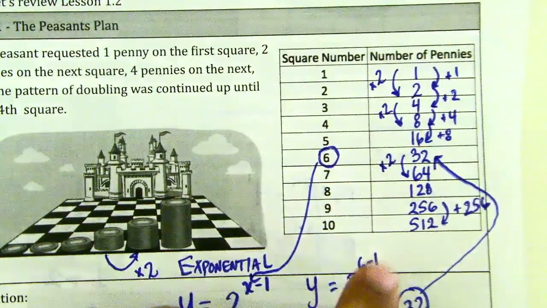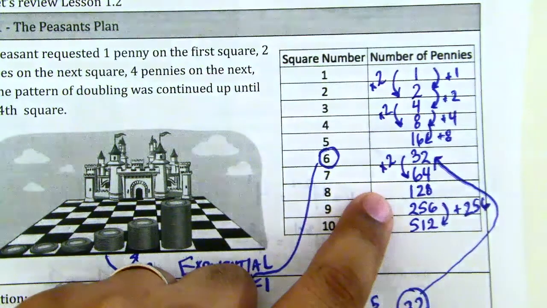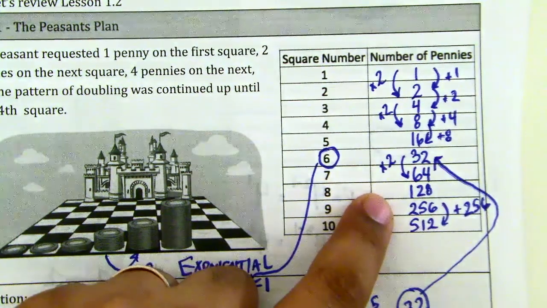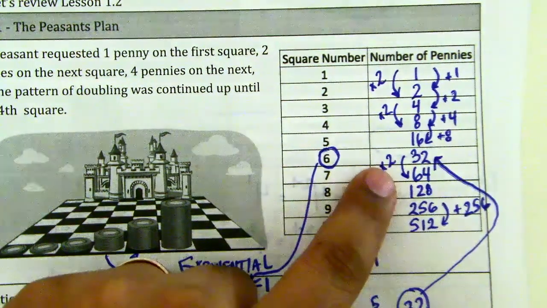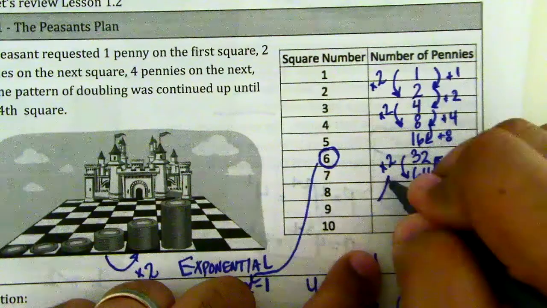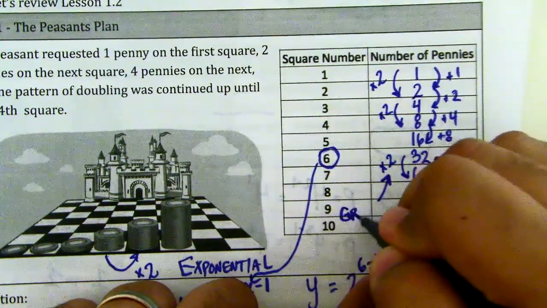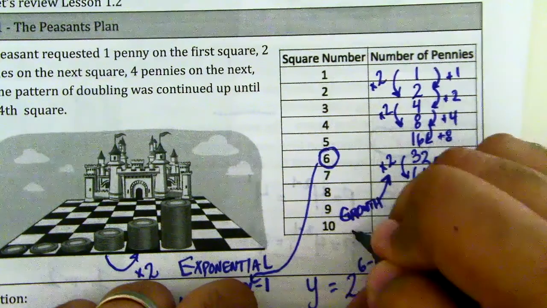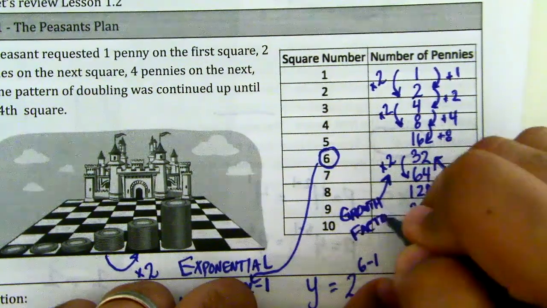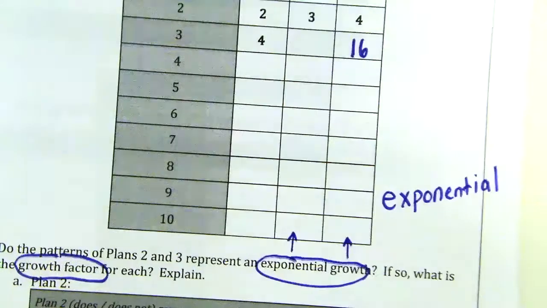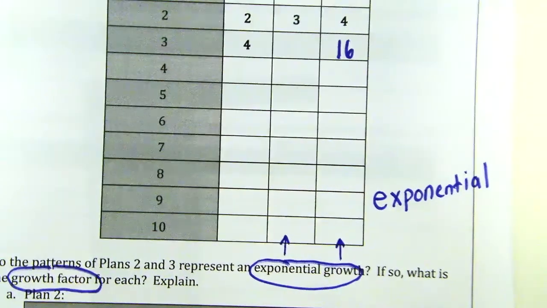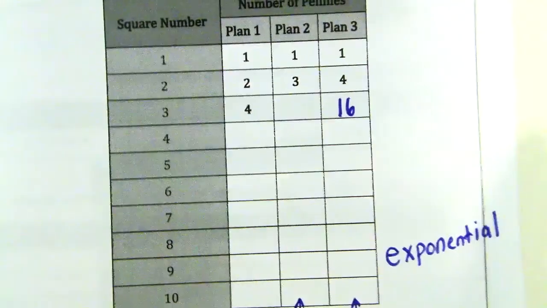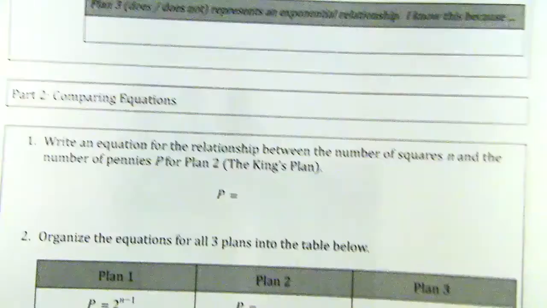So I know that this relationship is exponential, and I know that this table here, plan number 1, has a growth factor of 2, because that is the number that we are constantly multiplying by. So 2 is the growth factor for number 1, right? So again, very simple sentences. You're doing the same thing for plan number 2, and then also for plan number 3 on the next page.